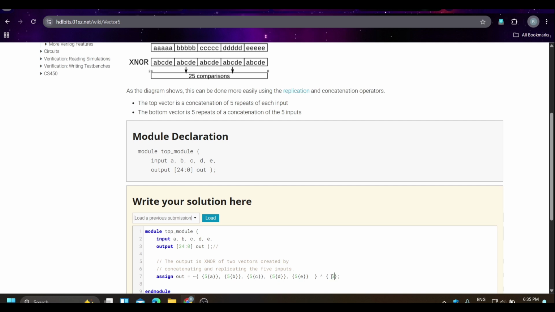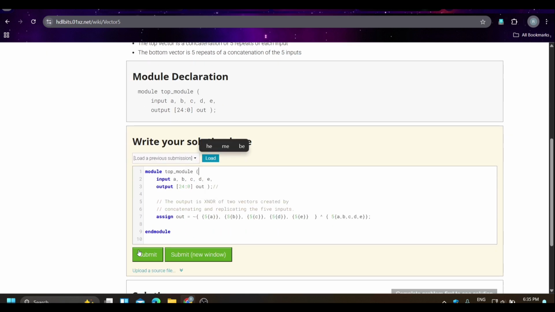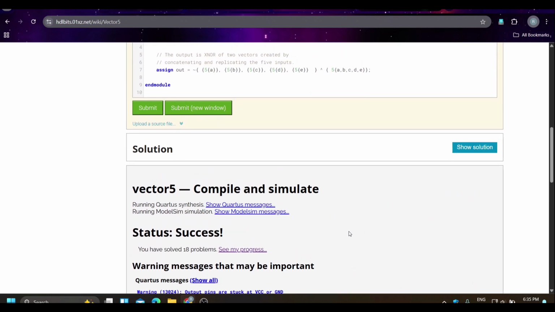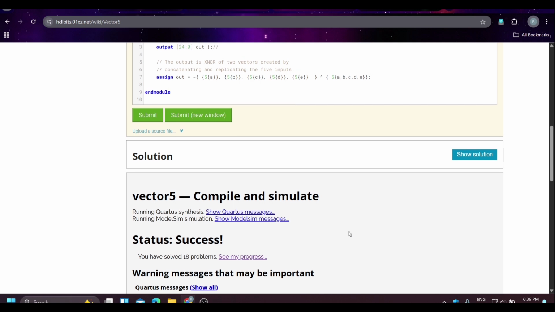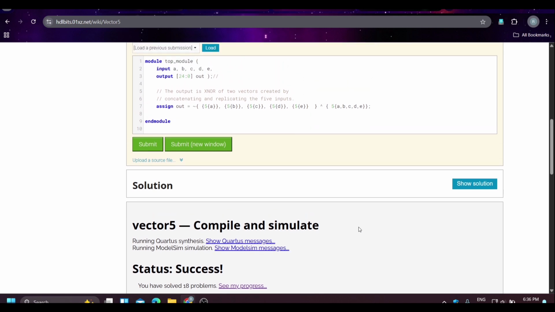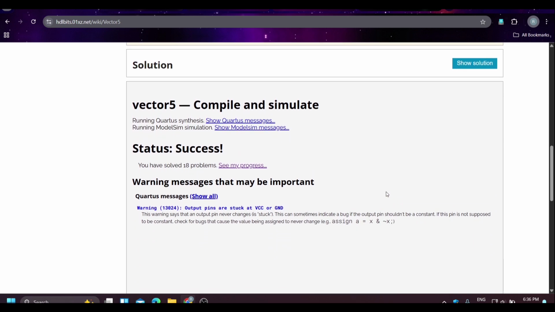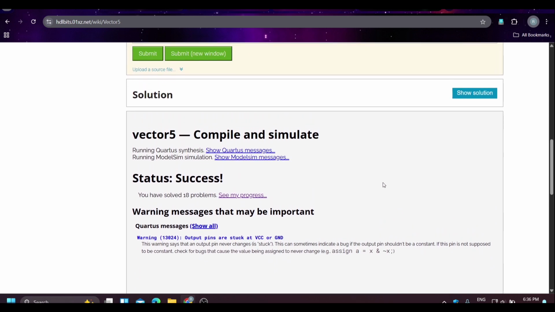So here same thing, 5 times a comma b comma c comma d comma e. So this whole thing is repeating 5 times. Okay, so abcde is repeating 5 times. Let's submit and check it. Okay, our code has run successfully. We got some warning, but it is fine, I guess.